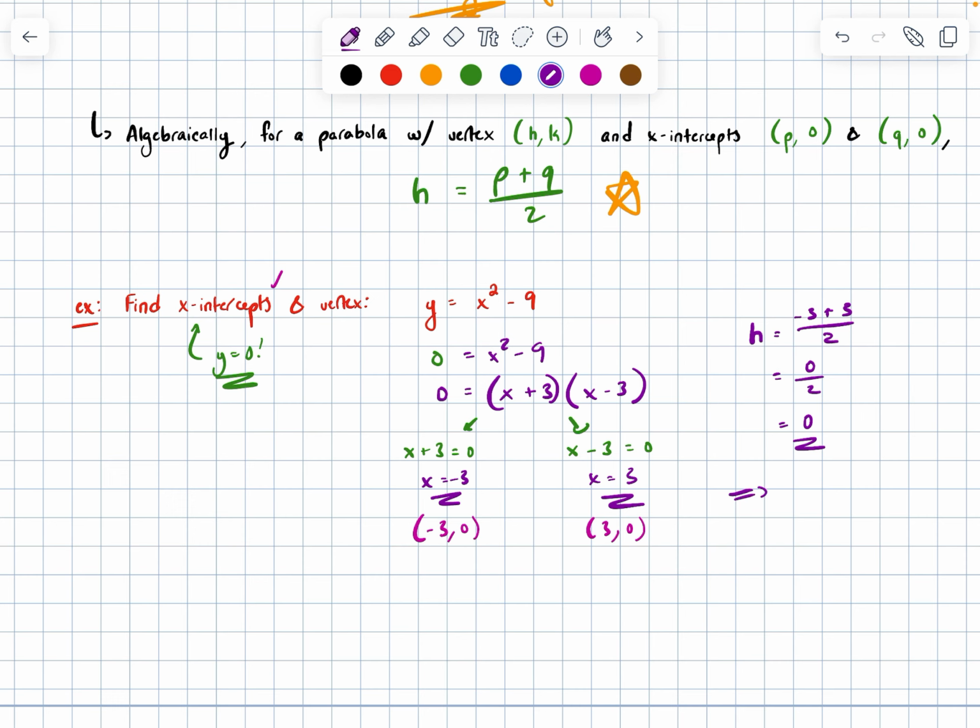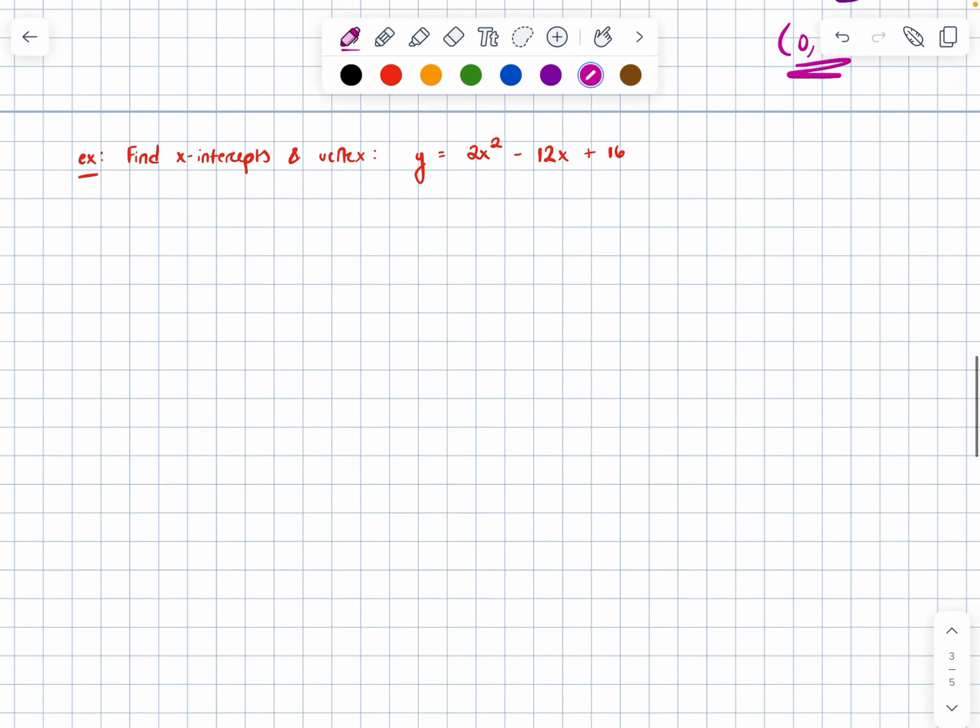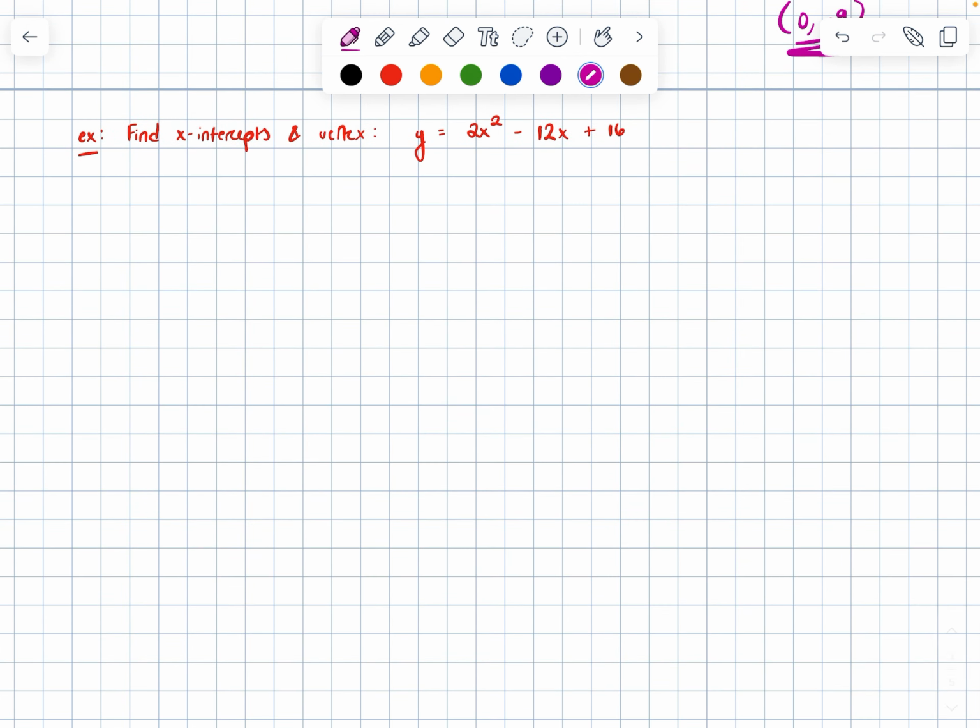So when I plug in 0, that should give me the y value of my parabola. Cool. Or not parabola, but of my vertex. So here, x is going to be 0. So I've got 0 squared minus 9. 0 squared is 0. And 0 minus 9 is negative 9. What this, of course, tells me is that x equals 0, y equals negative 9. Here is the value of my vertex. Nice.